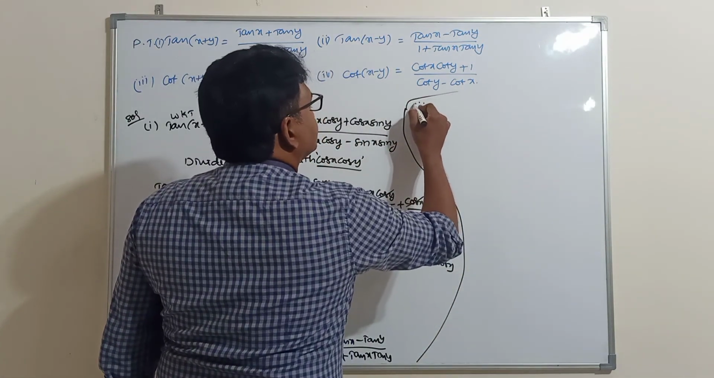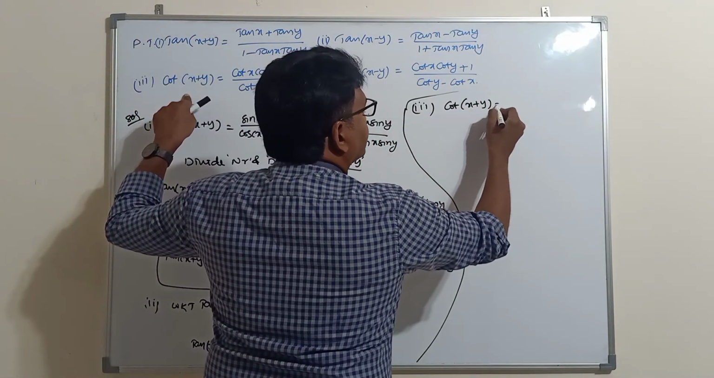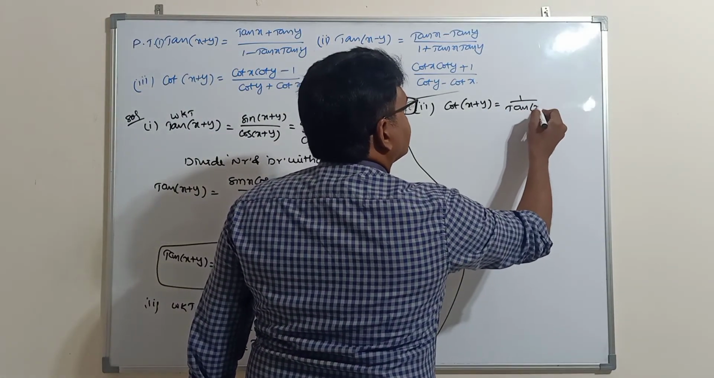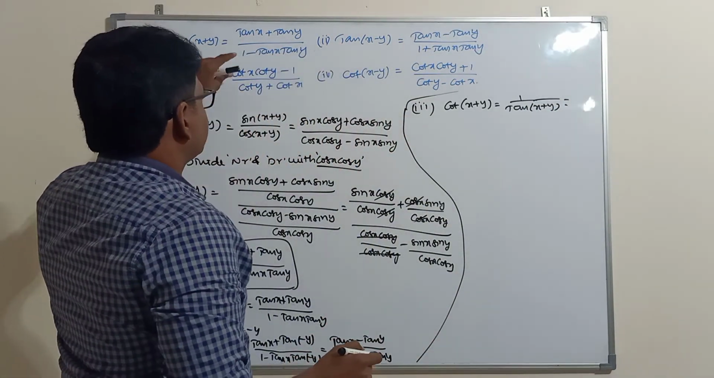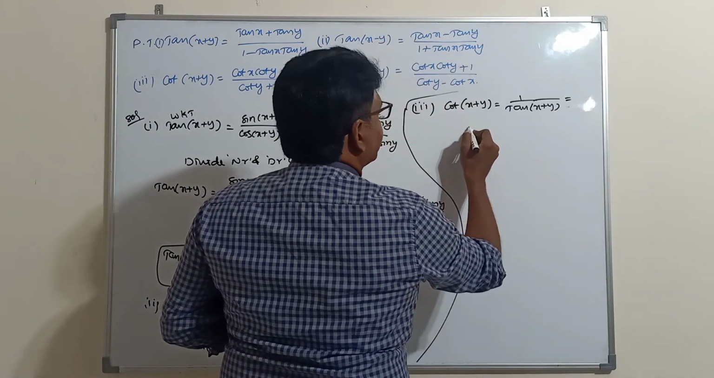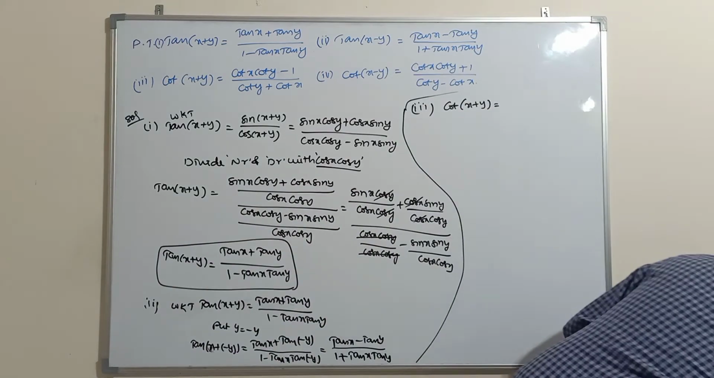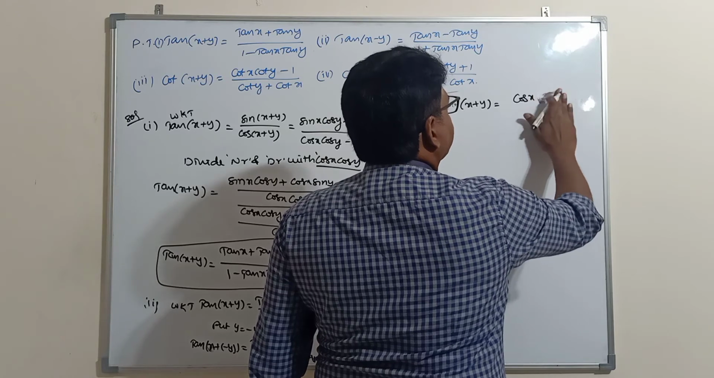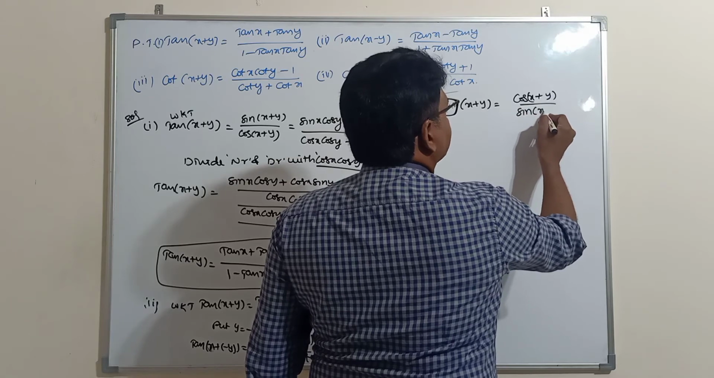So third question, cot of x plus y. Cot of x plus y means 1 by tan of x plus y. So if you take the reciprocal of everything, then you will get it. Otherwise we can prove it in a second method also. Cot of x plus y means we can write like this: cos of x plus y by sin of x plus y.